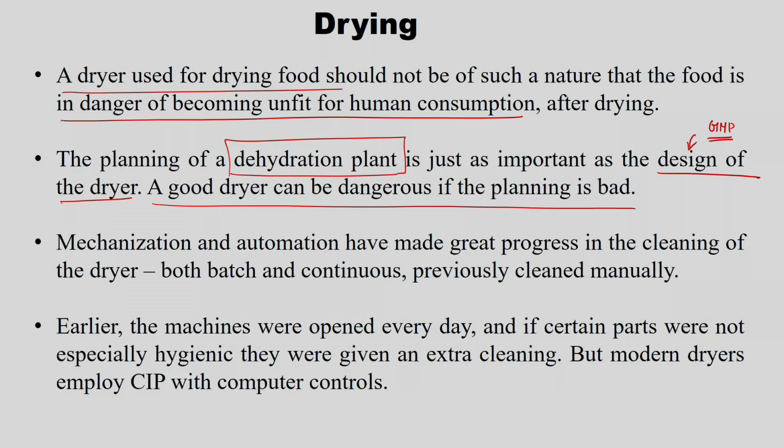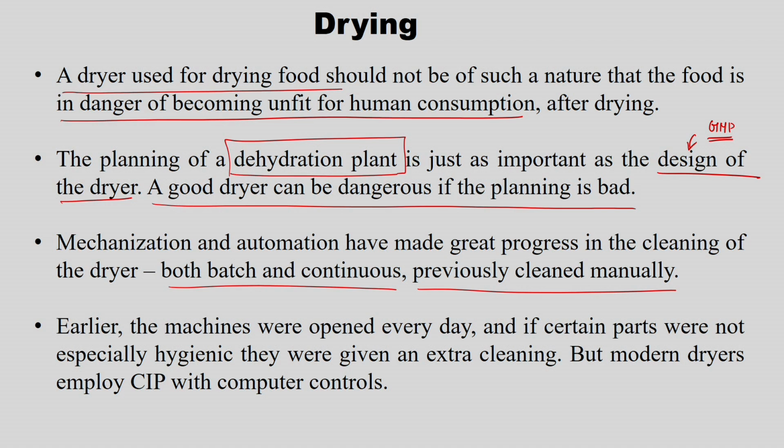Mechanization and automation have made great progress in the cleaning of dryers, both batch and continuous, previously cleaned manually. So, the cleaning operation, this we discussed in the pasteurizer itself. The cleaning is very much important, because we also said that each particle should reach the particular pasteurization temperature. If any food chunks by chance are left in the pasteurizer, they will act as a seed for contamination. Same thing here. Previously these dryers were cleaned manually. Now we are applying automatic control, that is cleaning in place.